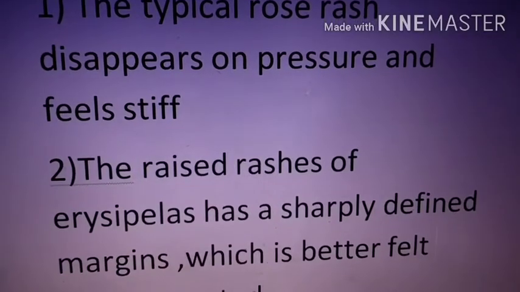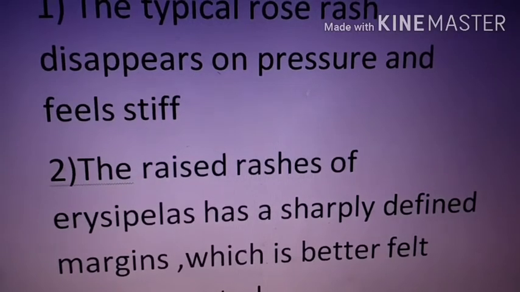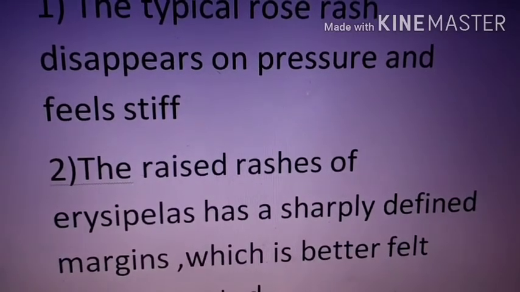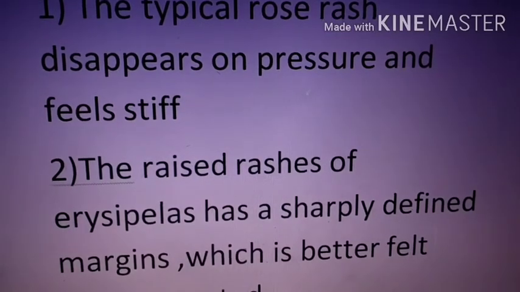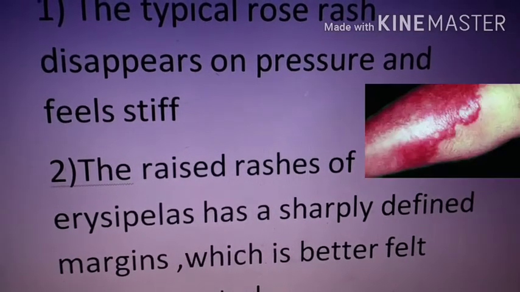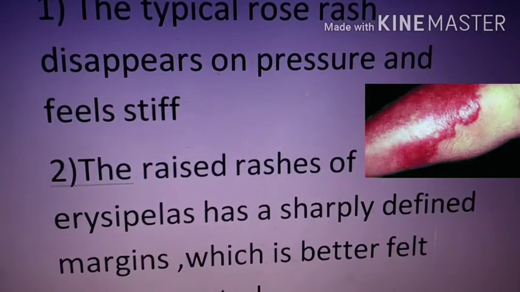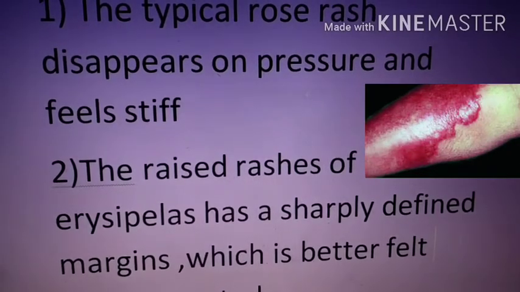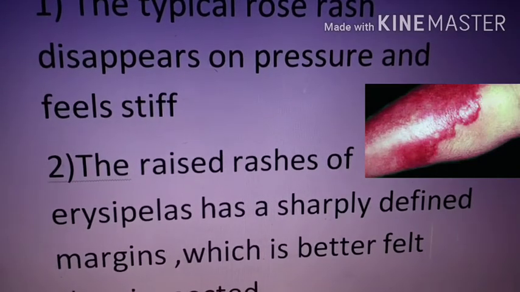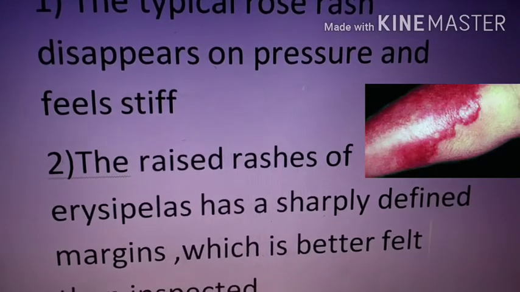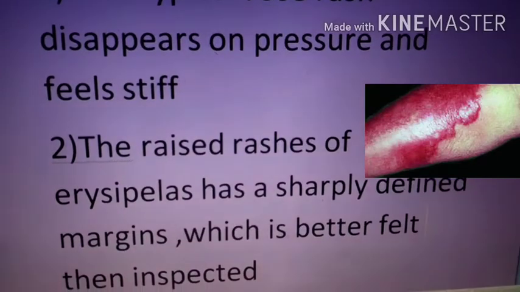I have already shared the difference between cellulitis and erysipelas. That is, cellulitis affects the deeper tissues also, whereas erysipelas affects only the upper layer of the skin. Here are a few more differences. The typical rose rash will disappear on pressure and feel stiff. This is seen in erysipelas. The raised rashes of erysipelas have sharply defined margins, which is better felt than inspected.